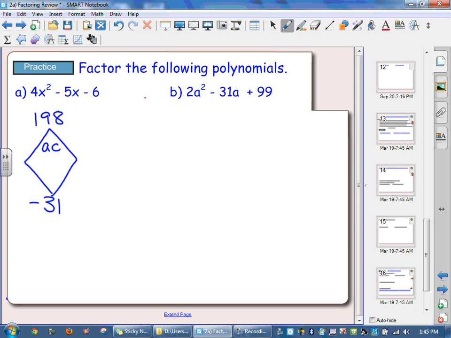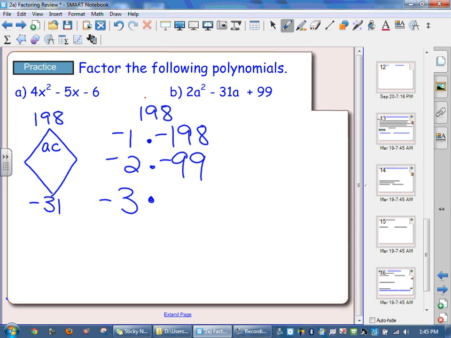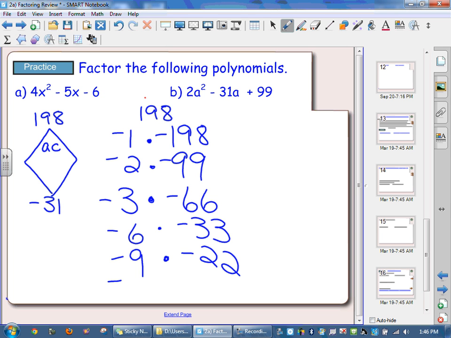So what multiplies to 198? 1 times negative 198. 2 times negative 99. 3, oh, they're both negative, pardon me. They're both negative. Negative 3 times negative 66. Negative 6 times negative 33. Negative 9 times negative 22. And negative 11 times negative 18. Those are the only numbers that make 198. Good. Negative 9 and negative 22.